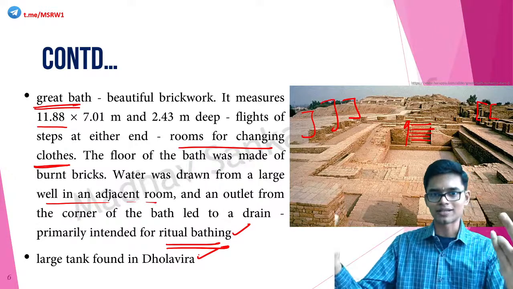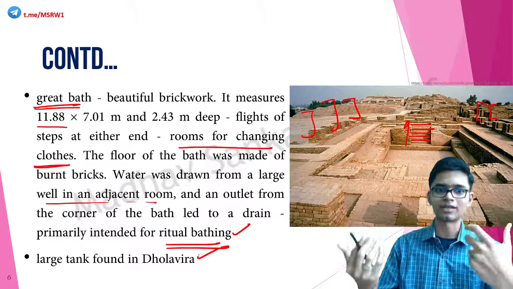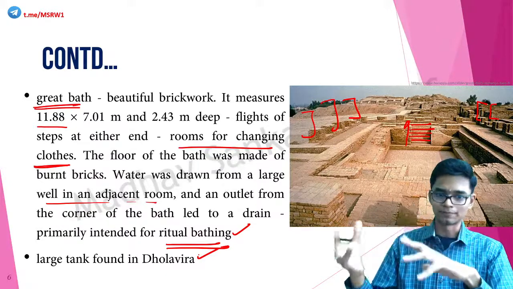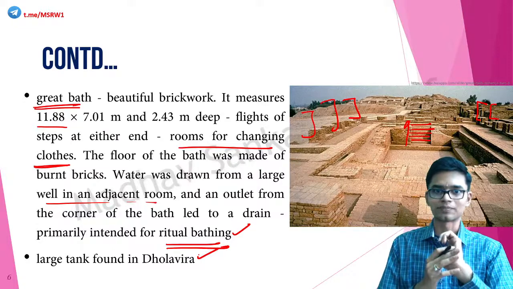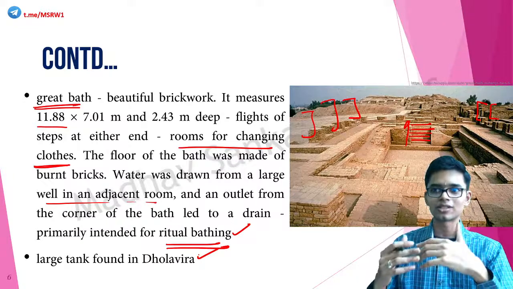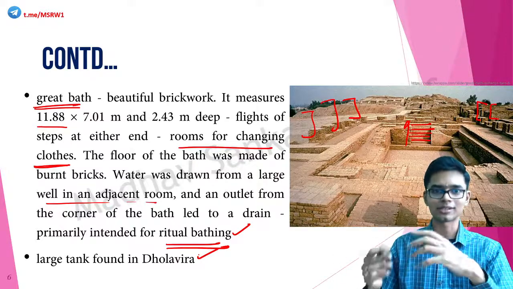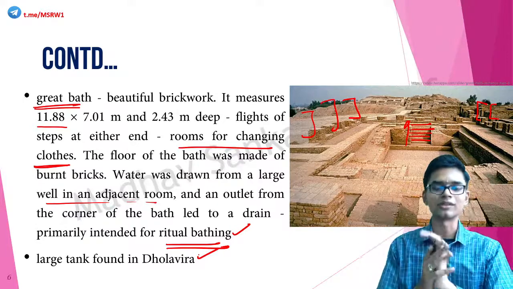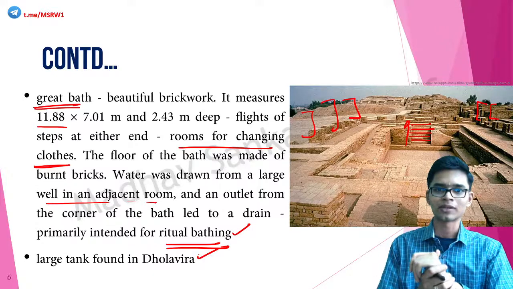Then the presence of changing rooms on the side of this particular structure. Okay, then the purpose of this structure. We do not come across many religious or ritualistic structures from Harappan civilization, but the Great Bath is one such structure that is used for religious purposes.